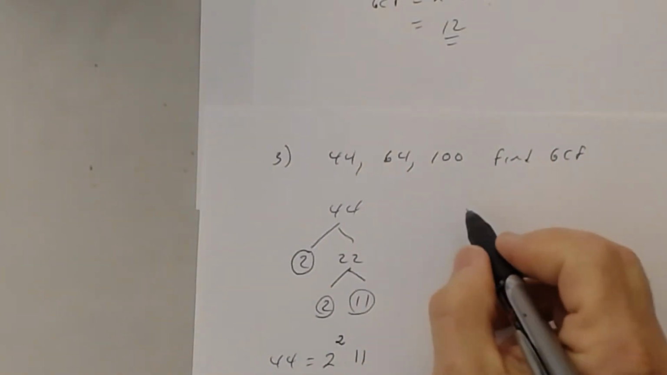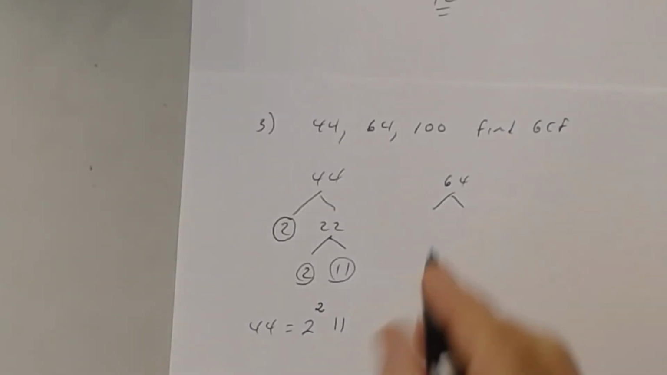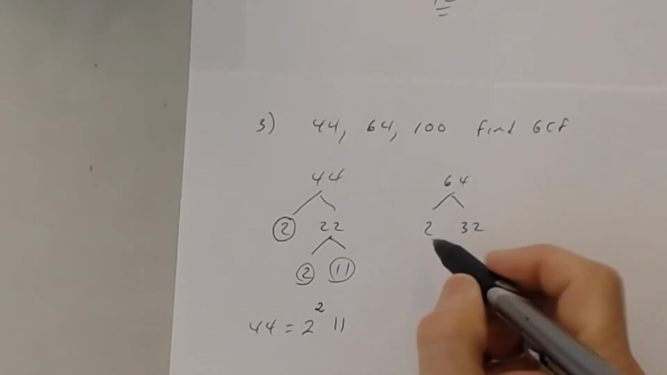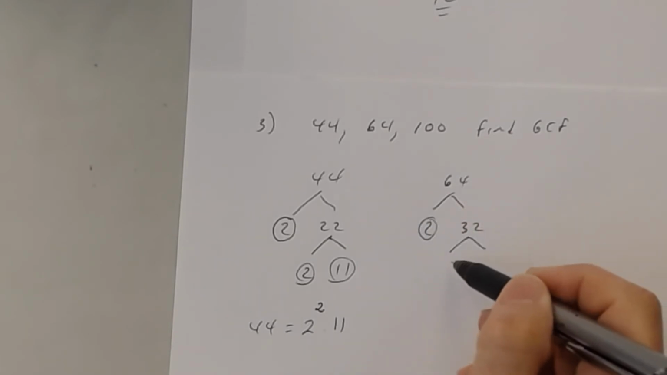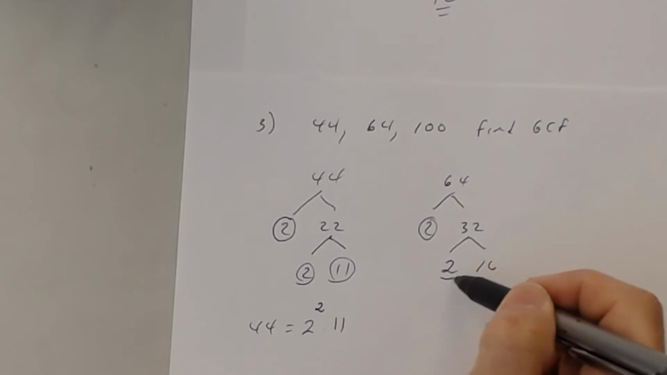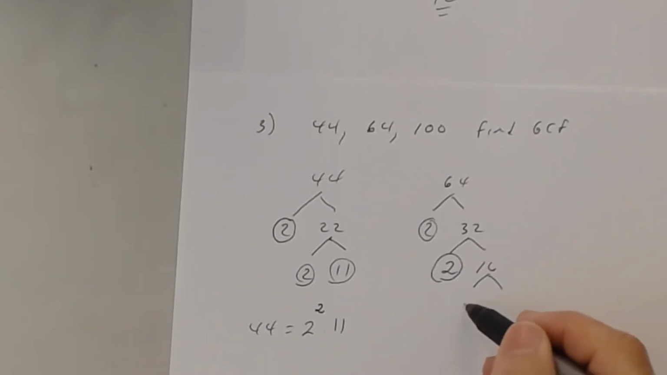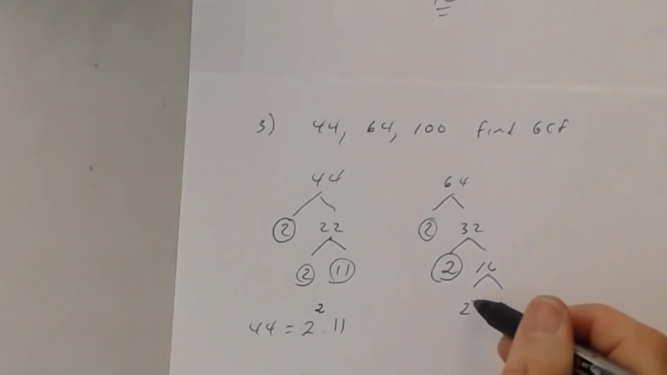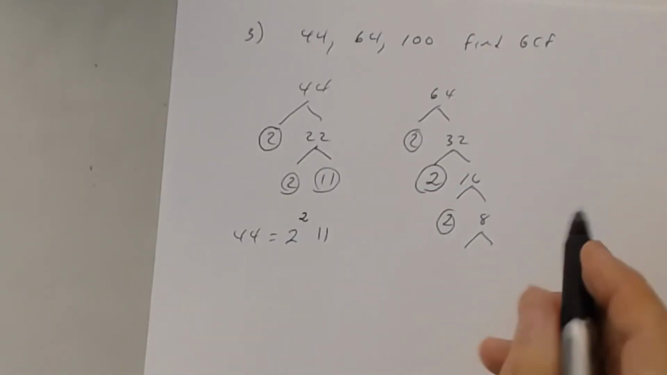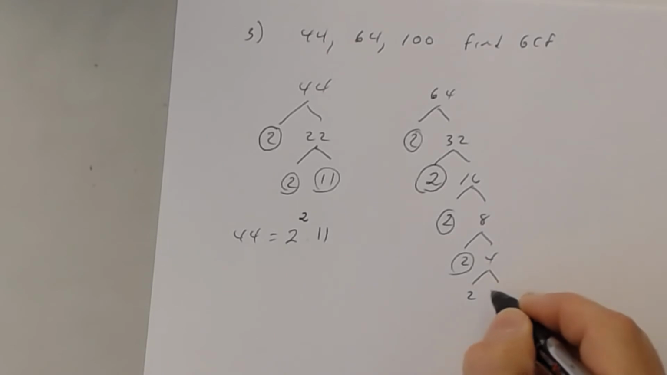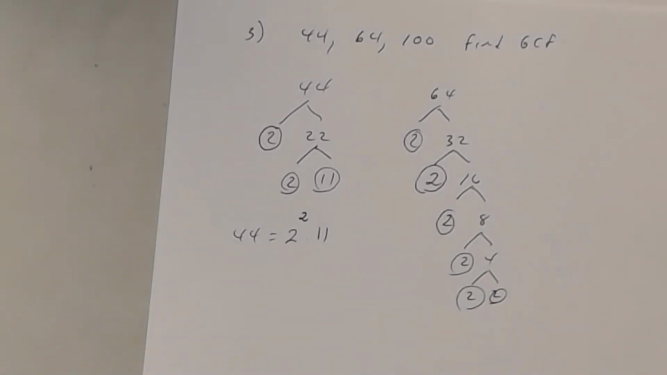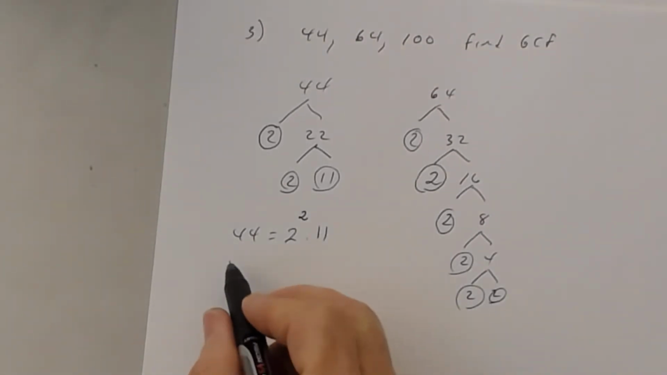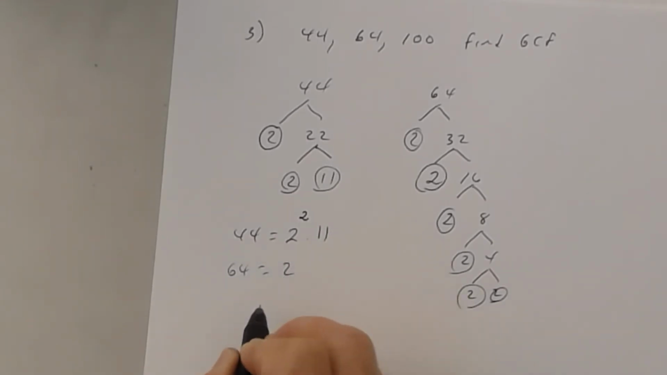Okay. Now let's do 64. Tell me, 2 and what? 32. Okay, I can circle which one? 2. 32 is 2 and 16. I can circle which one? 2. 16 is 2 and 8. Someone else could have said 4 times 4, right? Does not matter. And 8 is what? 2 and 4. And 4 is what? 2 and 2. So for 64, all you see are factors of what number? 2. So I'm going to put them under here. So 64 is 2 to what power? 6. All right, that's it. Just 2 to the 6.